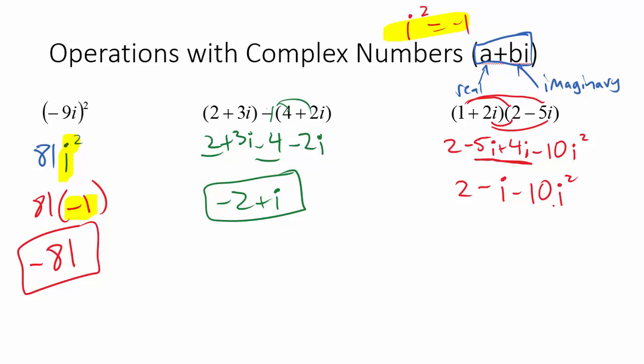So if we go back, we can plug in a negative 1 for i squared. I'll do just that. I'll get 2 minus i. I'm going to make that a plus 10, because negative 10 times negative 1 would be a positive 10. Now I can just combine and make this look a little bit nicer. Notice that my real part came first, the 12, and the imaginary part came second, the minus i.